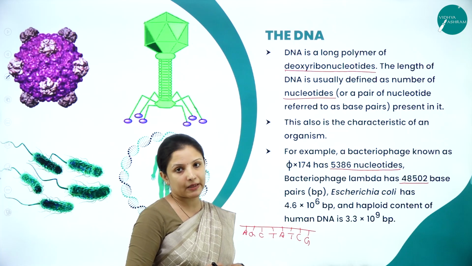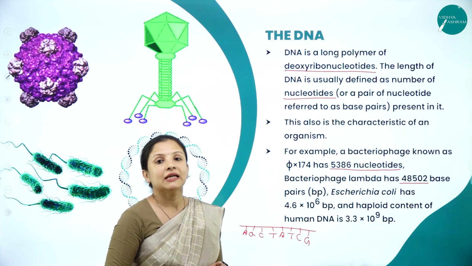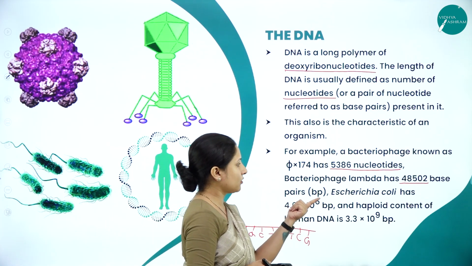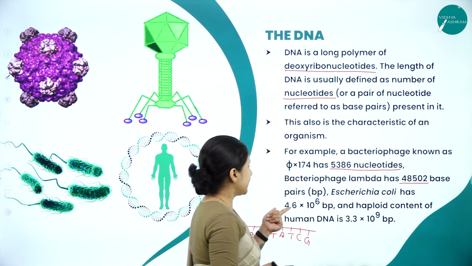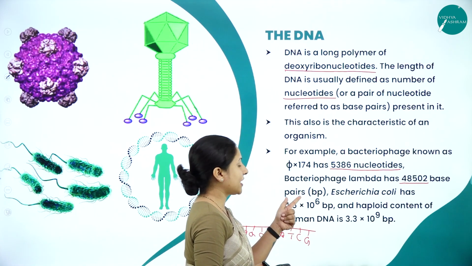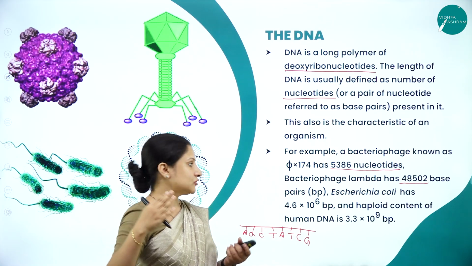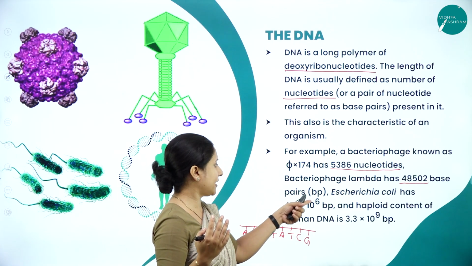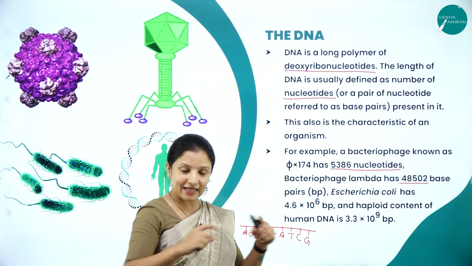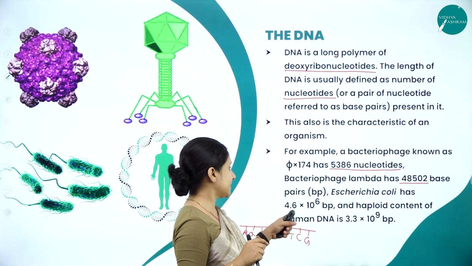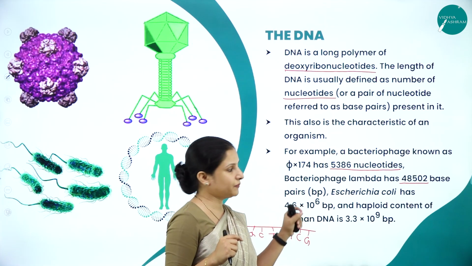Escherichia coli, which is a bacteria that is present in the intestine of human beings, has 4.6 into 10 to the power 6. It is a very lengthy number. So that is why they write it as 4.6 into 10 to the power 6 base pair.